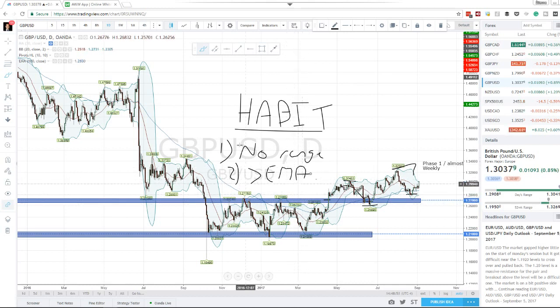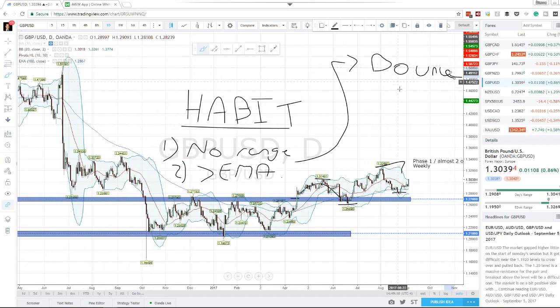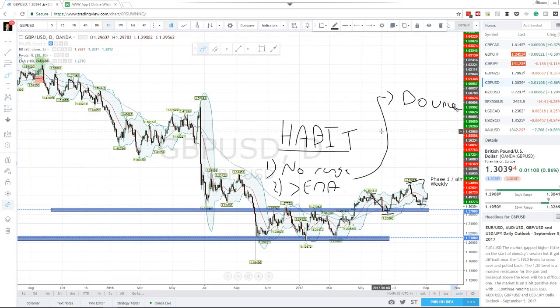Now, once you have these two criteria, this basically means that you can look for bounces. Okay? You can look for bounces. And sorry, I'm bad at drawing on this computer. Okay? The bounces of the EMA. Now, this we said yes, okay? And even then you want to add some more things.